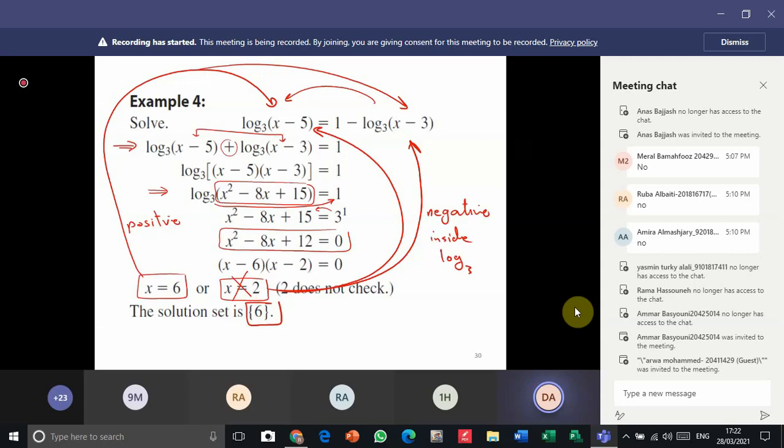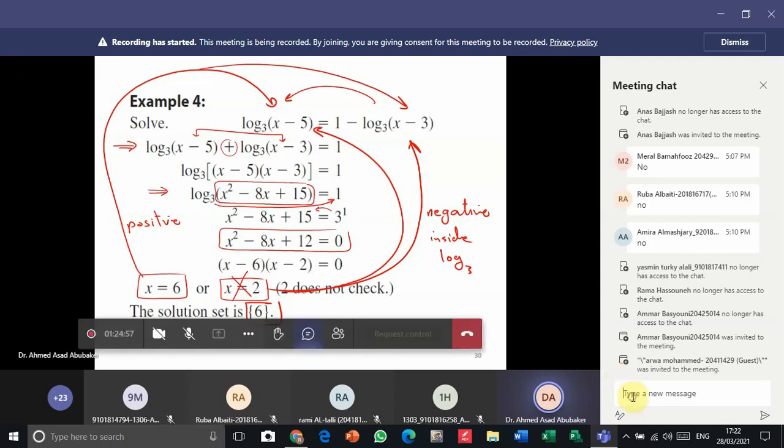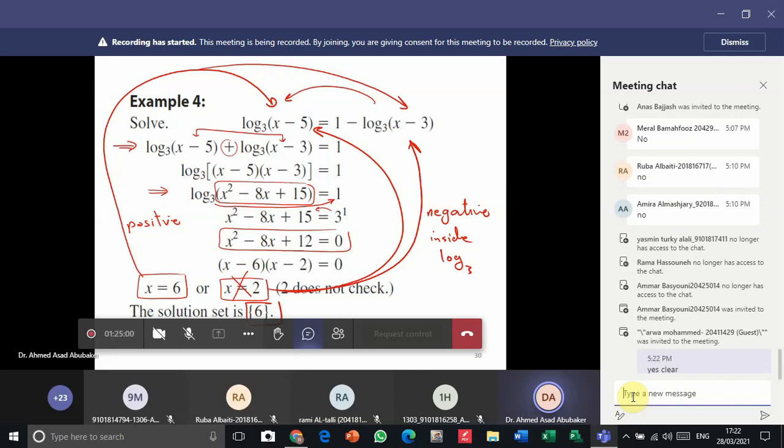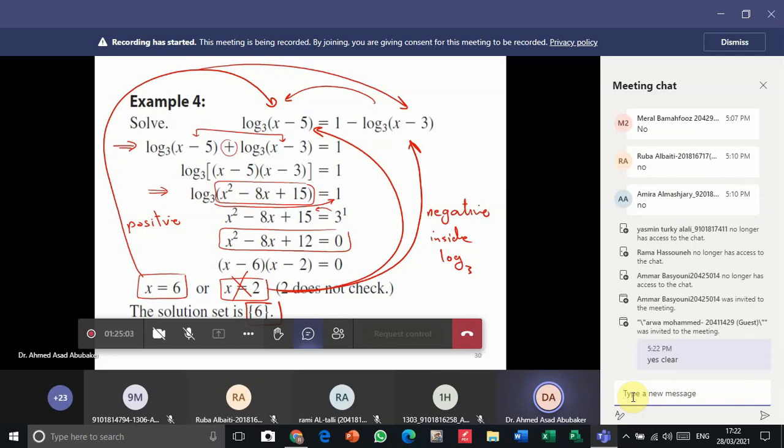Okay? Any question? Do you know why we remove the 2, the x equal 2? Hello?